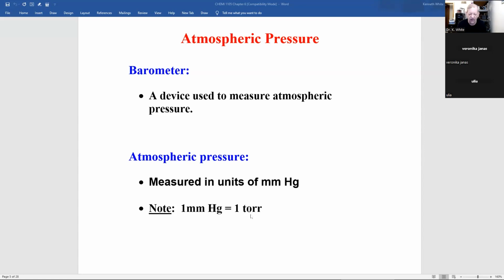And torr, T-O-R-R, is shortened from the name of the Italian scientist, I don't even think they called them chemists back then, who invented the barometer, a way of measuring atmospheric pressure. And that was the Italian scientist Torricelli.